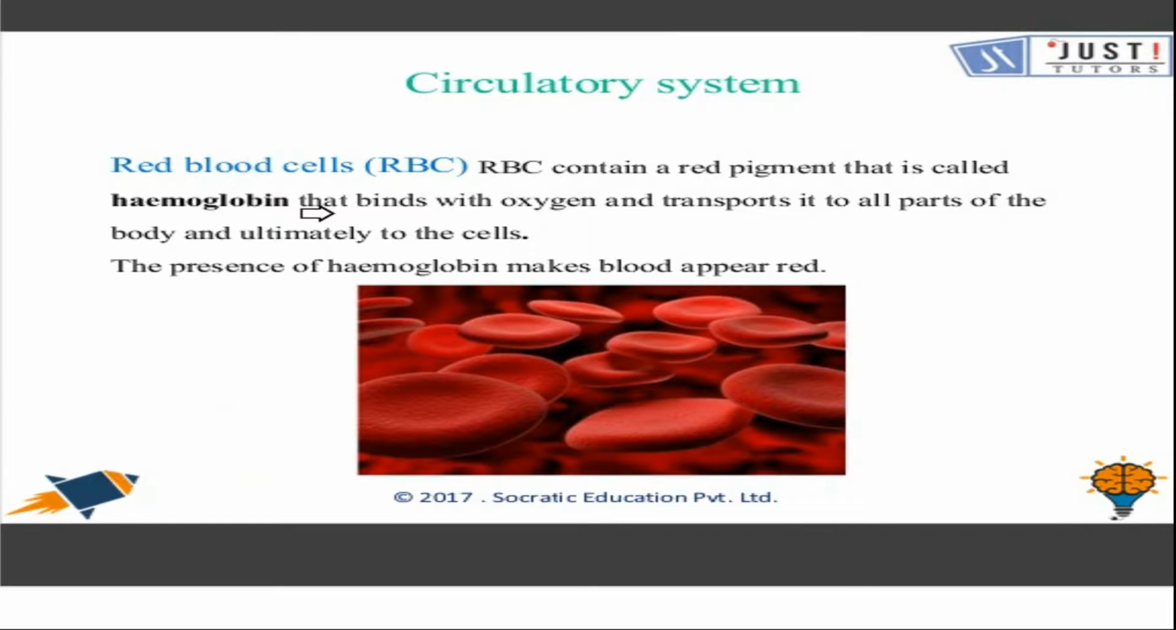Let's have a look and learn more about red blood cells. RBC contain a red pigment that is called hemoglobin. We discussed this word in the pre-assessment; this factor makes the blood red. It binds with oxygen and transports it to all parts of the body and ultimately to the cells. The presence of hemoglobin makes blood appear red.